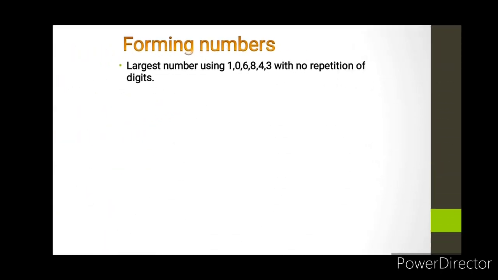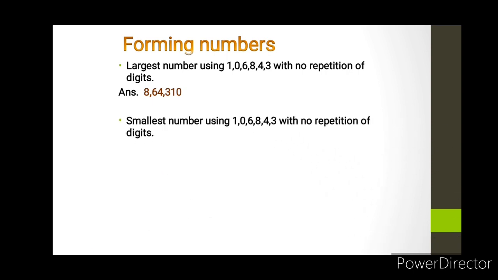Here comes a short and sweet topic, that is forming numbers. Here you have to form the largest number using these digits where no digit should be repeated. Okay, it should be without repetition of digits. So for this, you have to write these digits in descending order. That means at first place we need the greatest digit. For the largest number we need the greatest digit at first place and then we will write in descending order. So how will it go? 8, 6, 4, 3, 1 and 0.